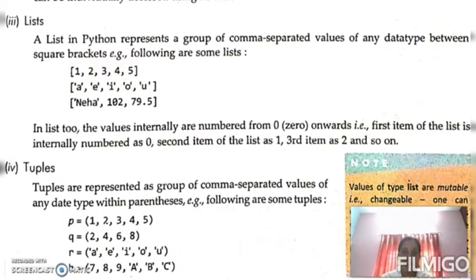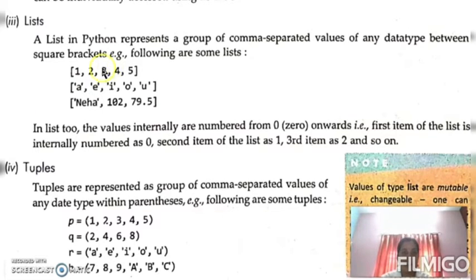What is the index? Index means a position in a list. For example, index of 1 is 0 because at the 0th position this 1 is stored. Index of 2 is 1. So what will be the index of the last element? If length is L, then index of the last element will be L minus 1.